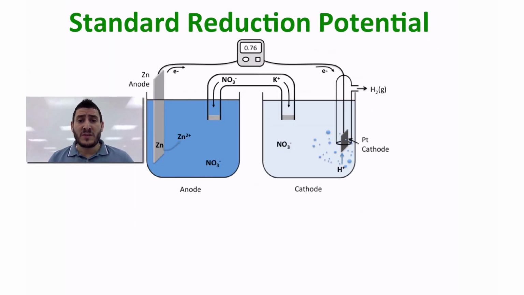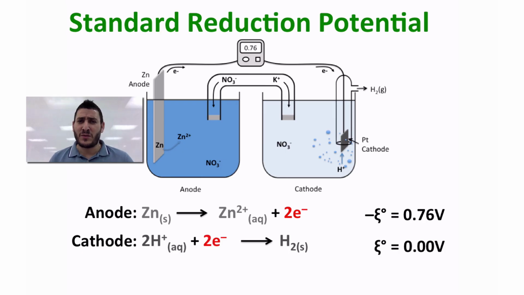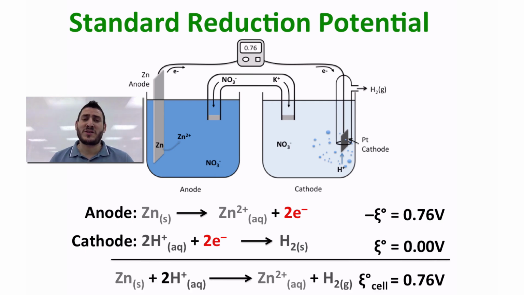The voltmeter is indicating a cell potential of 0.76. If we assume that the standard reduction potential of hydrogen is equal to 0, then the standard reduction potential of zinc is going to be equal to the negative of 0.76, and the sum of both standard reduction potentials will give us the cell potential.